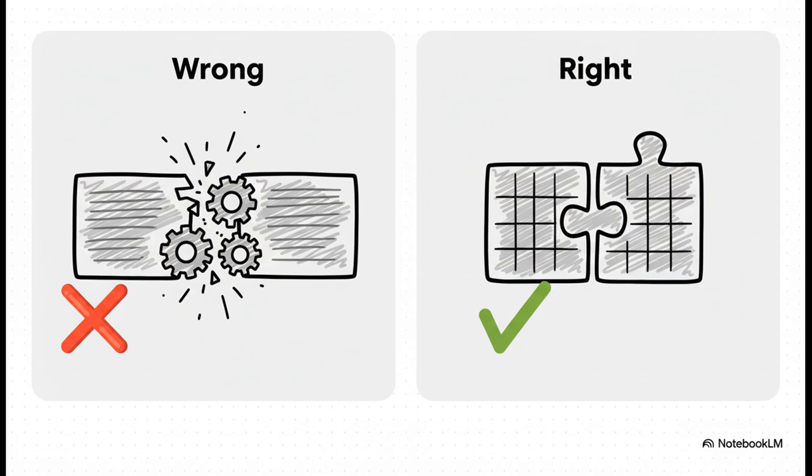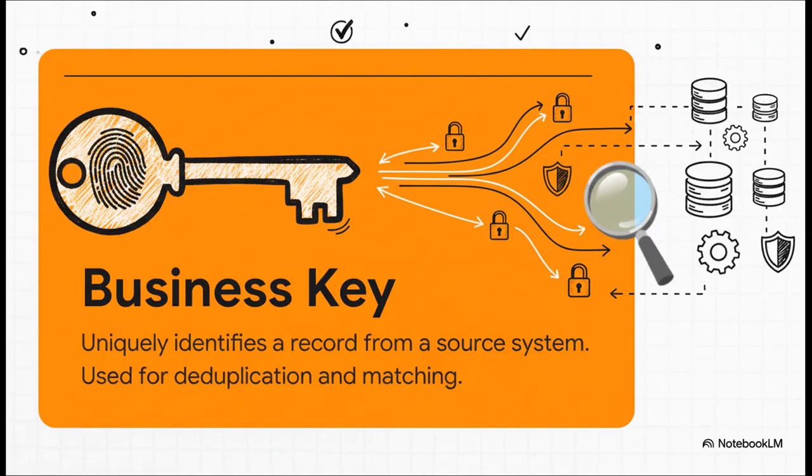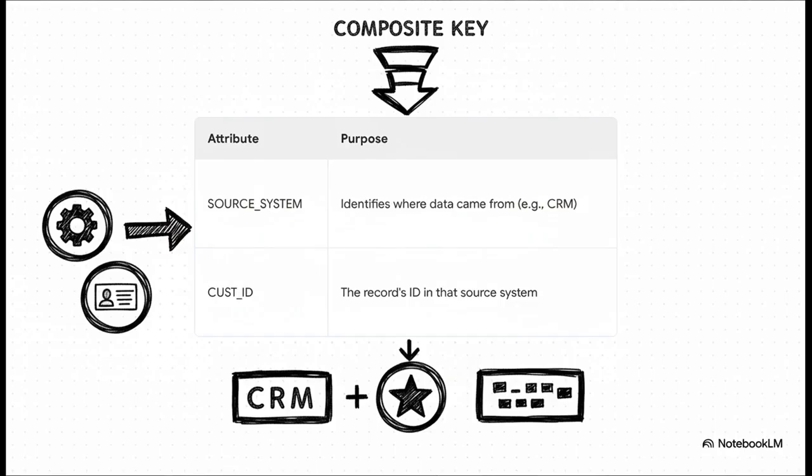It's absolutely fundamental. Okay, time to introduce the hero of this entire story, the business key. If you want to get rid of duplicates for good, this is the one concept you absolutely have to understand. Its only job is to give every single record from every single system its own unique fingerprint. Now here's the secret sauce. You almost never use just one field for this.